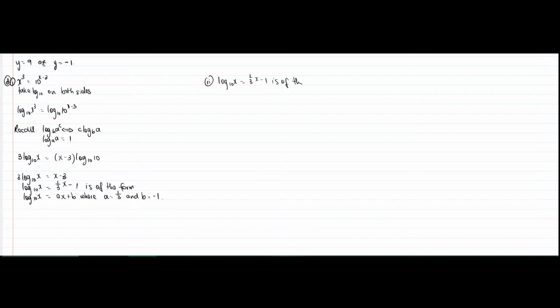So what we say is that log of x to base 10 is 1/3 x minus 1, which is of the form y is equal to mx plus c, for those of you who are comfortable with conversion to linear form, where m, the gradient, is equal to 1/3. You don't need to say where c is the y-intercept because all it asks for is the gradient of the graph. And you're good to go.